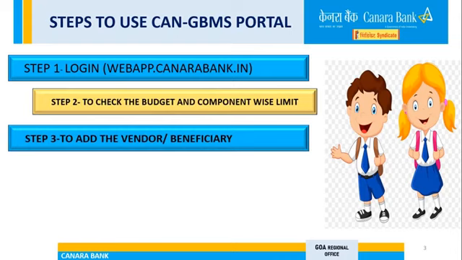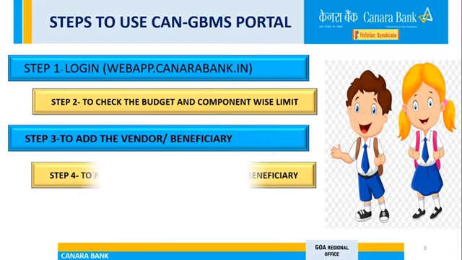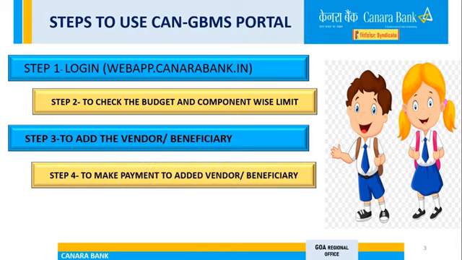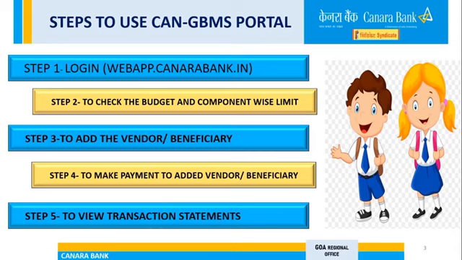Step 3 will be to add the beneficiary to whom you want to make a payment. Step 4 will be to make the payment to the added vendor, and step 5 will be, whatever payment you have done, you have to check the transaction or report. So one by one we will see all these steps in detail.